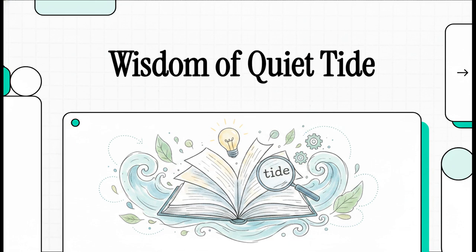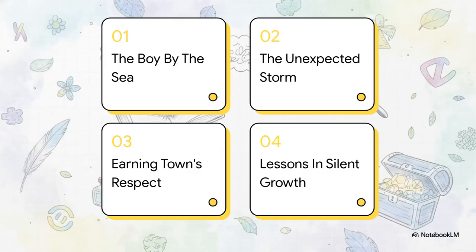Think of this as your interactive study guide, where we unlock the deeper meanings hidden right there in the simple words. Let's get started. Here is our syllabus for today. First up, Part 1, The Boy by the Sea. Then, Part 2, The Unexpected Storm. Moving right along to Part 3, Earning the Town's Respect. And finally, wrapping up with Part 4, Lessons in Silent Growth.